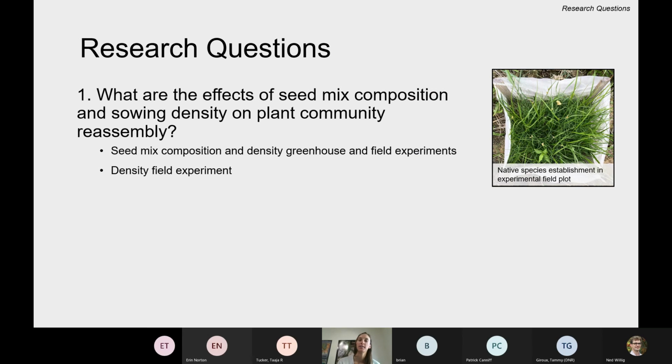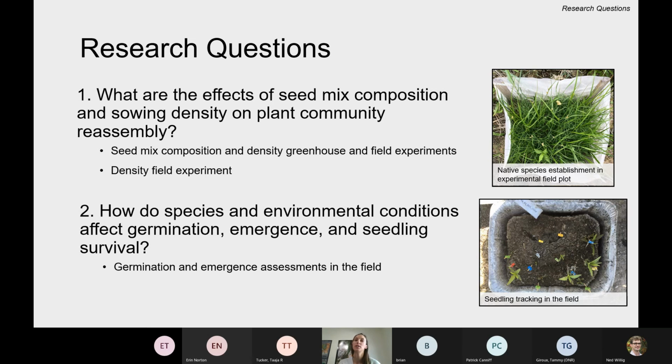My research questions: the first one, what are the effects of seed mix composition and sowing density on plant community reassembly? I'll talk through some of the experiments I've conducted. And my second question, how do species and environmental conditions affect germination, emergence, and seedling survival? I'll talk through those experiments as well.